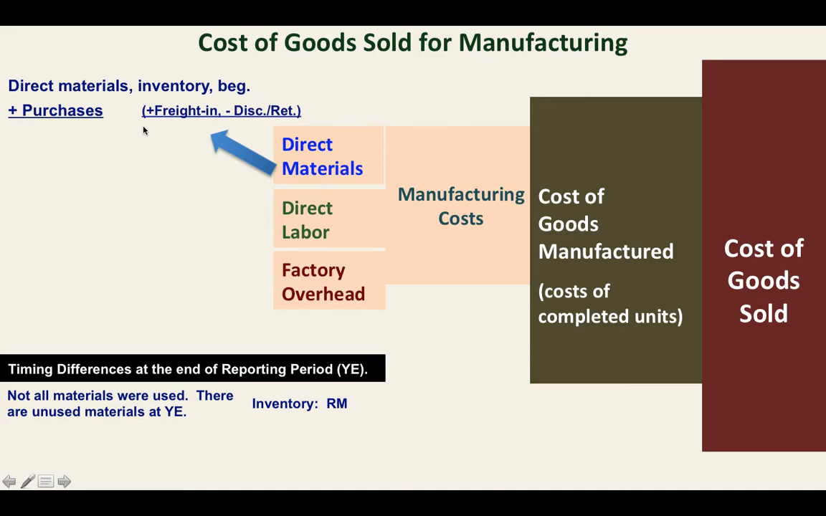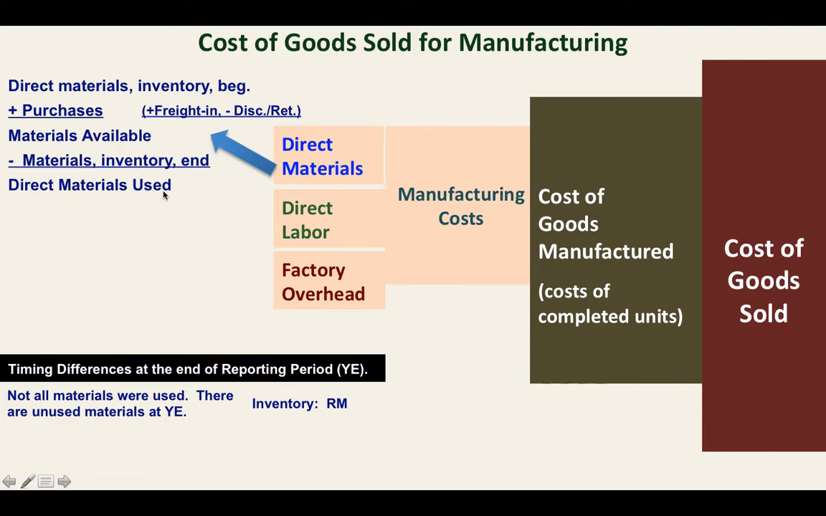Okay? However, class, we have to make sure that these purchases add all freight in and deduct the purchase discount and purchase return. What we are adding here is the net purchase. And to get the net purchase, we have to determine the gross purchases plus the freight in minus the purchase discount minus the purchase return. With that, you will have the materials available for use, and then less the direct materials inventory end, you will be able to get the direct materials used.